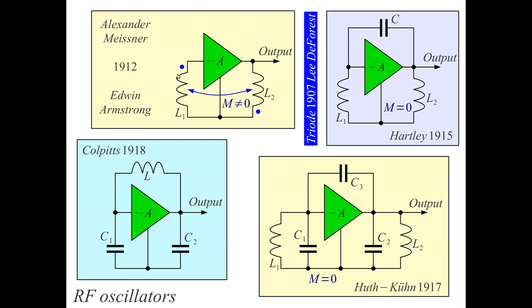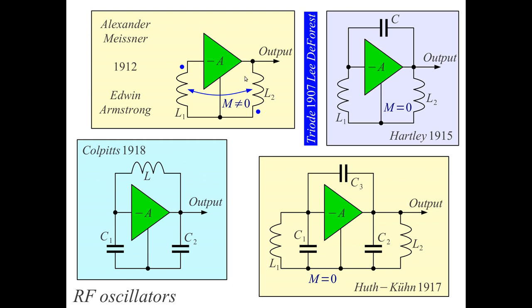Both had inductive coupling, feedback from the output inductor to the input inductor, but Armstrong used a tuned circuit with a capacitor on the input of the amplifier. Meissner used a tuned circuit with a capacitor on the output of the amplifier. So the patents are actually different.